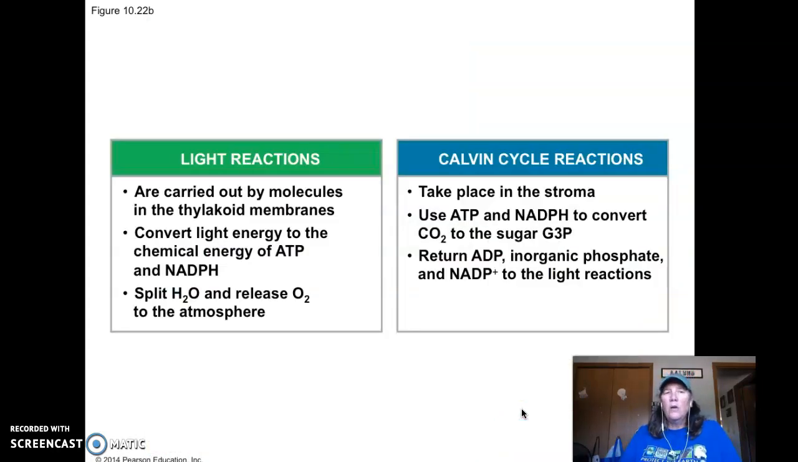I've got one more slide. The light reactions are carried out by molecules in the thylakoid, those little flattened sacs. Their job is to convert light energy into chemical energy, especially ATP and NADPH. They split water and release oxygen. So the light reaction produces oxygen, takes in light, and gives us energy. The Calvin cycle, the next part, takes place in the stroma, the fluid of the chloroplast. It uses the ATP produced over here, and it converts carbon dioxide into sugars.